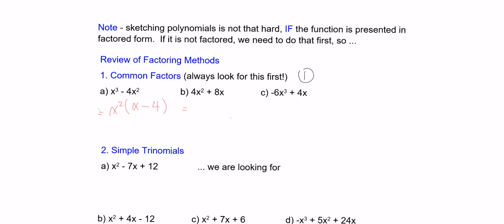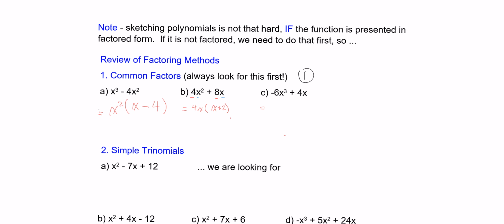Now for the next one, we have 4x squared plus 8x. This time we have a coefficient that's common, and we also have x's that are common. So we're going to pull out 4x, the highest we can pull out, and we're left with x plus 2.